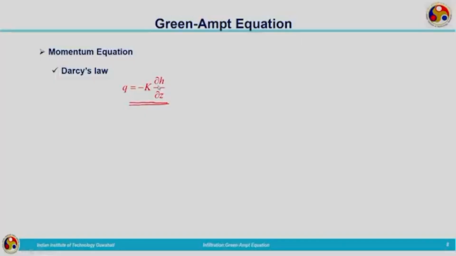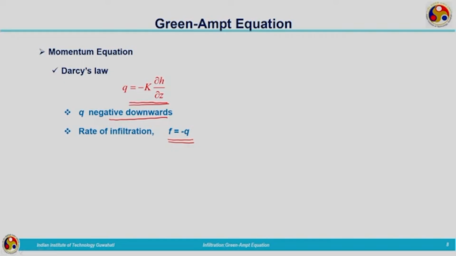Q is the flux, the Darcy's flux, which in this case is the infiltration rate. Q is negative downwards. The upward z direction is considered positive and the downward z direction is negative. Infiltration is the process taking place in the downward direction, so definitely it will have a negative sign. We need to consider that negative sign. So f is nothing but minus Q. The rate of infiltration f is equal to minus Q.